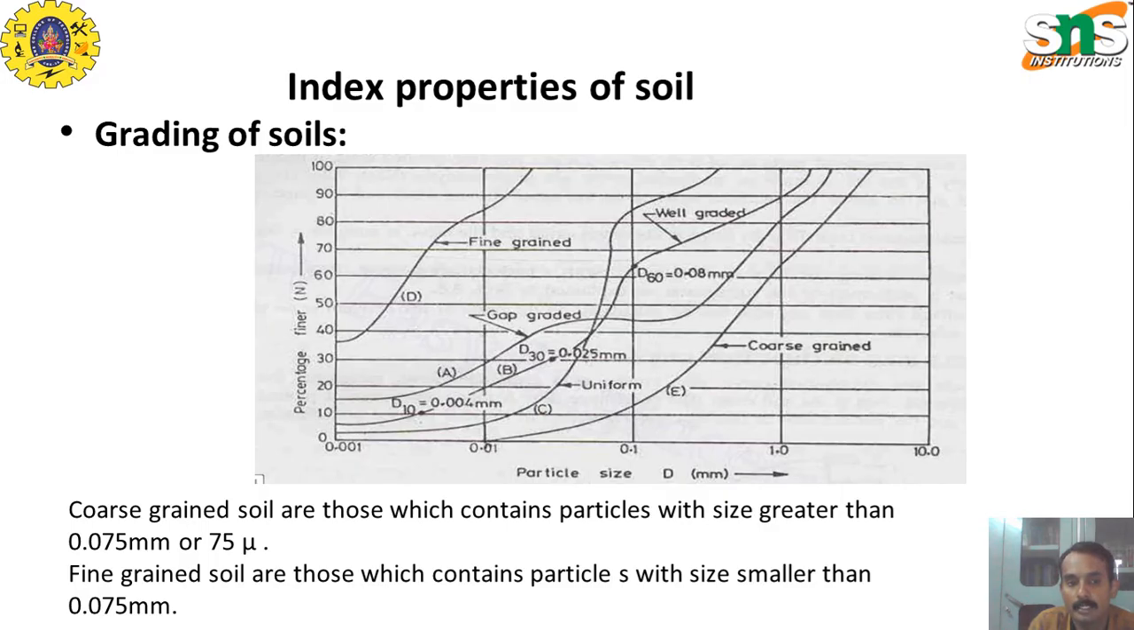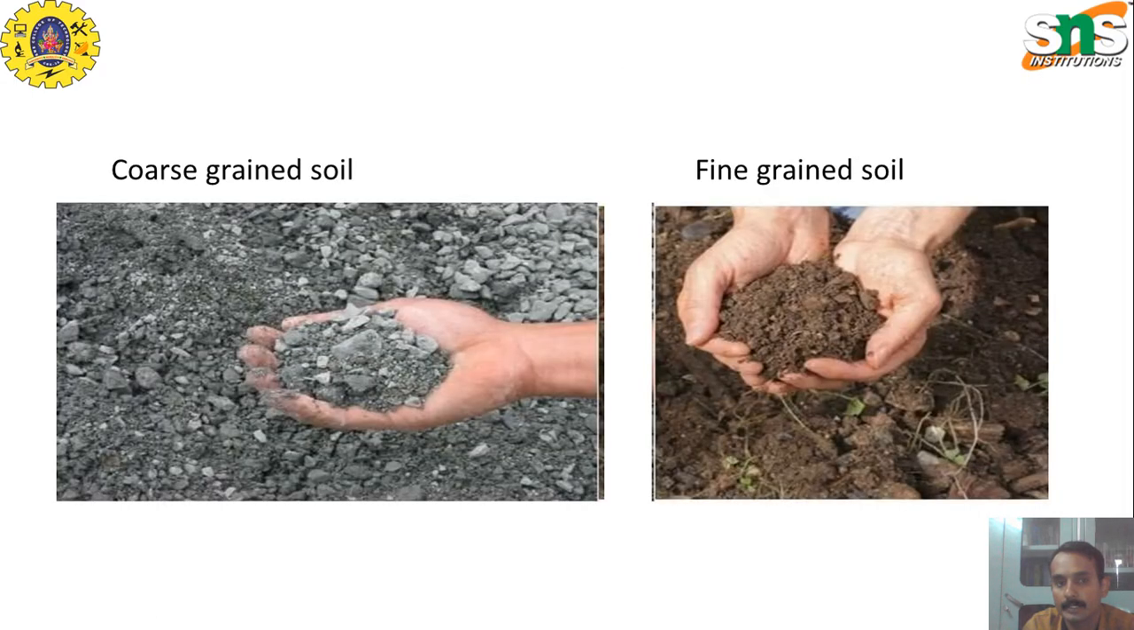So coarse-grained soils are those which contain particle size greater than 0.075 mm, whereas fine-grained soils contain particles smaller than 0.075 mm, that is 75 microns. So this is a pictorial representation of coarse-grained and fine-grained soil.